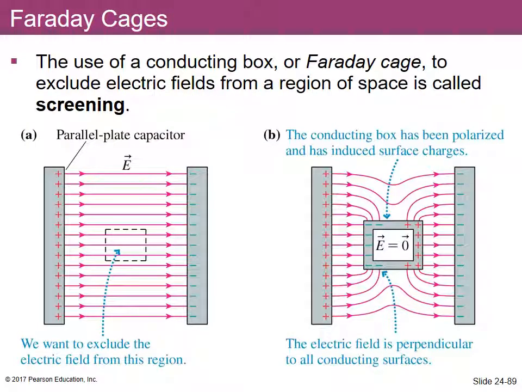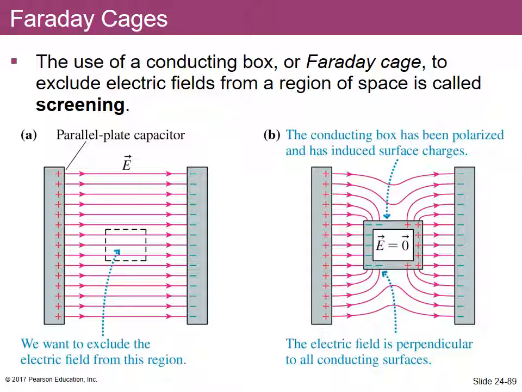Suppose we need to exclude the electric field from the region in Figure A, enclosed within the dashed lines. We can do so by surrounding this region with a neutral conducting box shown in B. This region of space is now a hole inside a conductor. Thus, the interior electric field is 0. The use of a conducting box to exclude electric fields from a region of space is called screening.